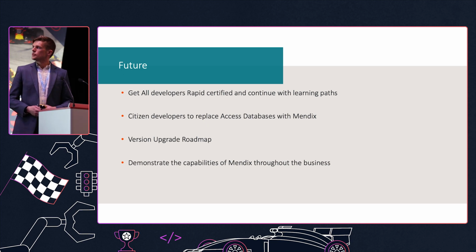Okay, so just to finish off, a bit about the future. One of the things we're going to do is get everyone Rapid certified. That's not just the Mendix team, that's everyone within the development team, so there'll be about 15 people. And then a big thing for us is the citizen developer scheme. We're only just starting on our journey with help from Mendix on that, but we really need to start replacing those Access databases with Mendix. We're going to start getting some key users in the business involved, and we're going to start building the processes around that citizen developer scheme. And Mendix are helping us along the way with that.